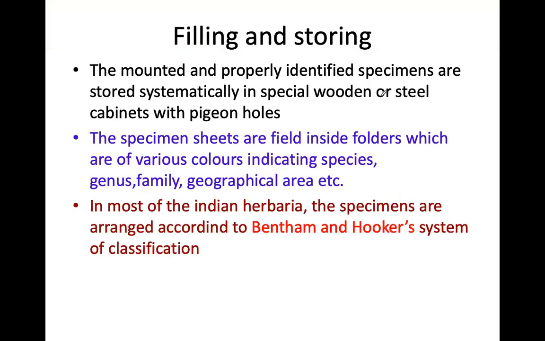Then filing and storing. The mounted and properly identified specimens are stored systematically in special wooden or steel cabinets with pigeon holes. The specimen sheets are filed inside folders, which are of various colors indicating species, genus, family, and geographical area. In most of the Indian herbaria, the specimens are arranged according to the Bentham and Hooker system of classification.